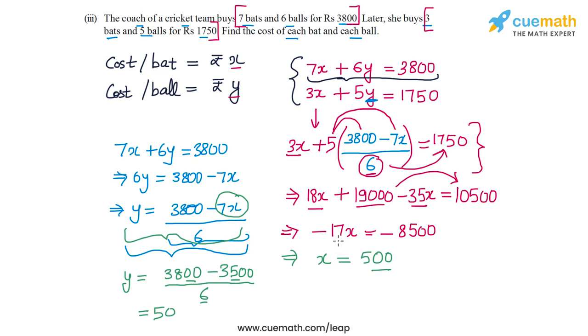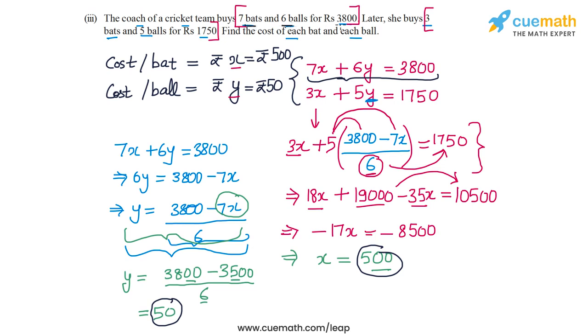So we have managed to solve the pair of linear equations. We get x equal to 500, we get y equal to 50. So the cost per bat is rupees 500 and the cost per ball is rupees 50. And now we can verify whether our values are correct.